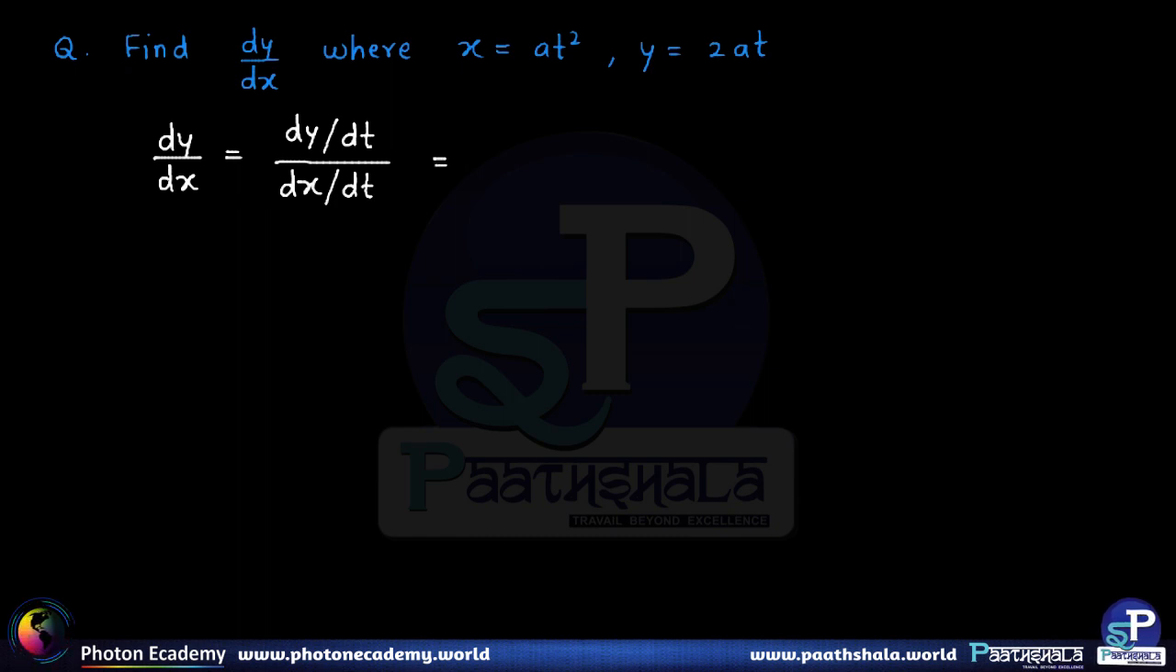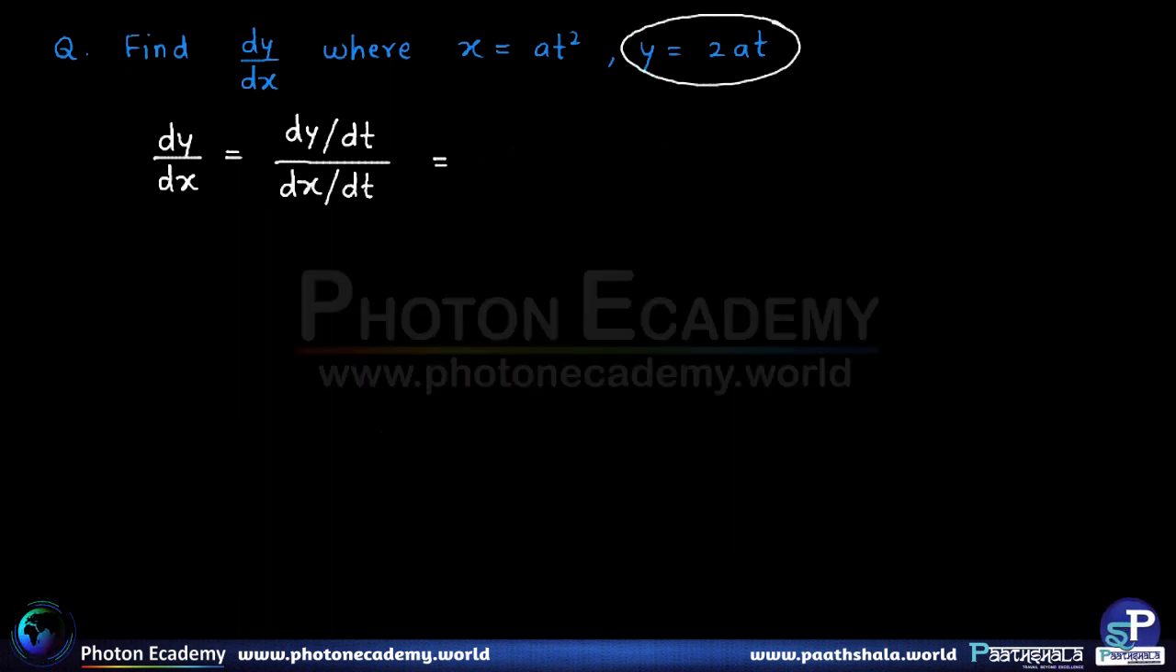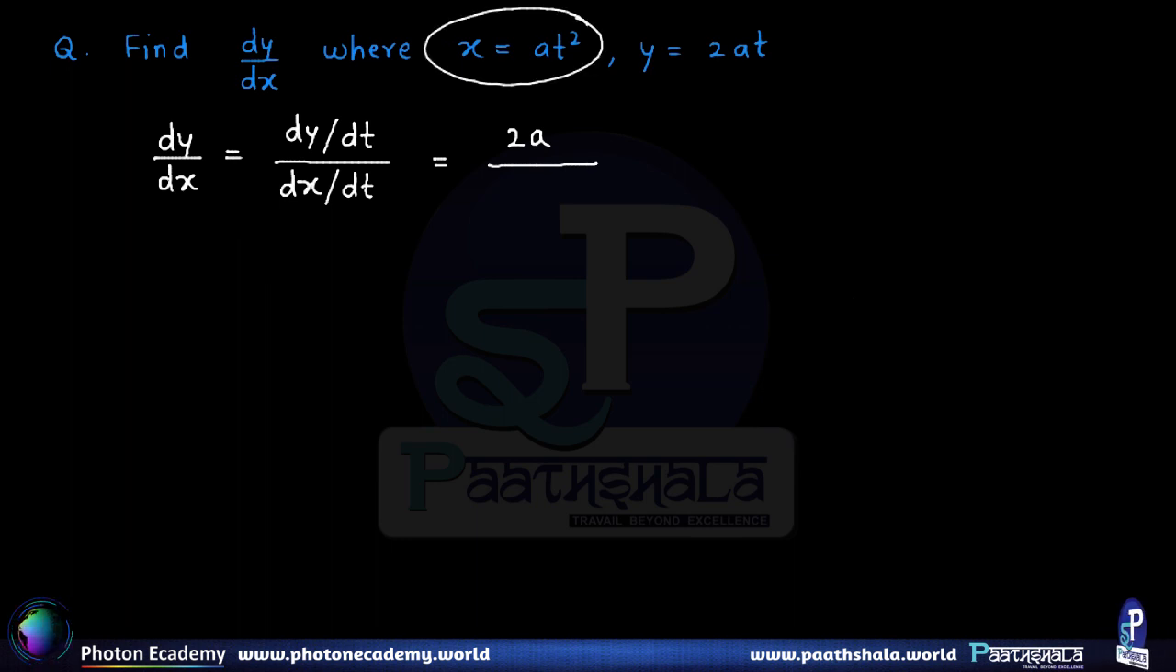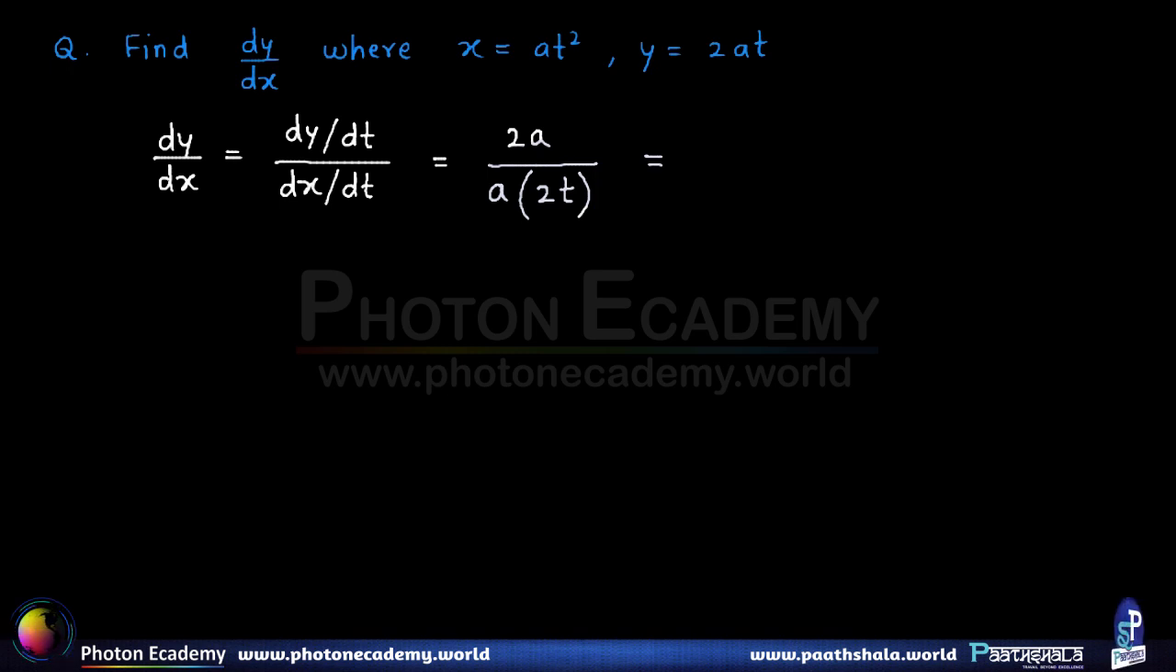So in the numerator we have to write the derivative of y with respect to t. If we consider y which is given as 2at, the derivative of 2a into t will be simply 2a because it's a constant, and the derivative of t is 1, divided by the derivative of x with respect to t. Now x is at square, so the derivative of x with respect to t is, since a is a constant it will remain outside, and the derivative of t square is 2t. So cancelling 2a, finally we are left with just 1 upon t. So that's the derivative of y with respect to x.